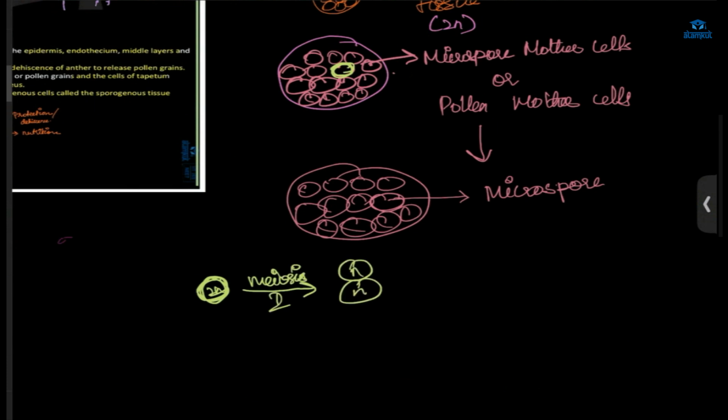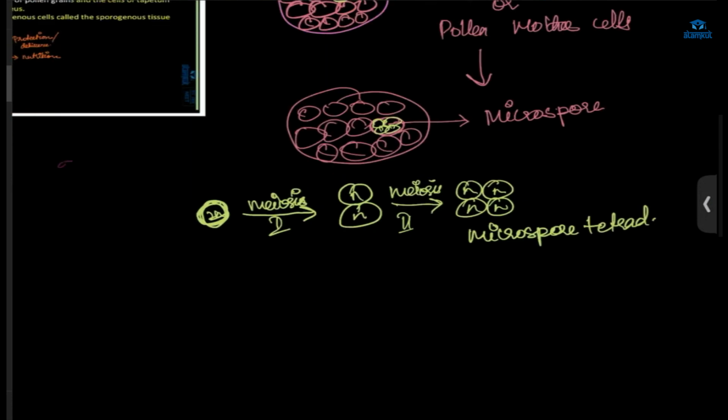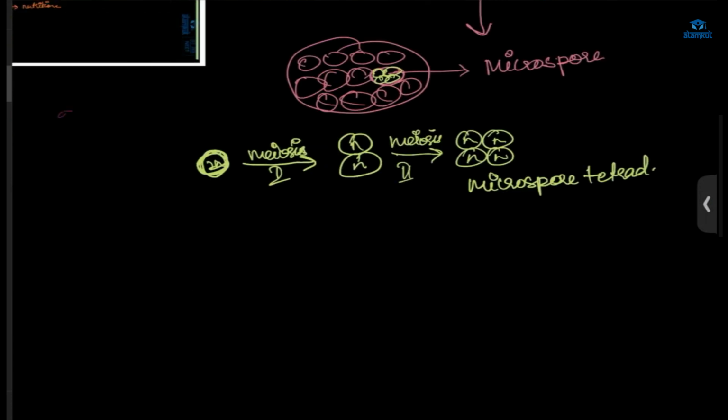In meiosis 2, what will happen? Four haploid cells will be formed. So this is our microspore tetrad. And then the callase enzyme will separate all these microspores, and we take one of the microspores in n condition.